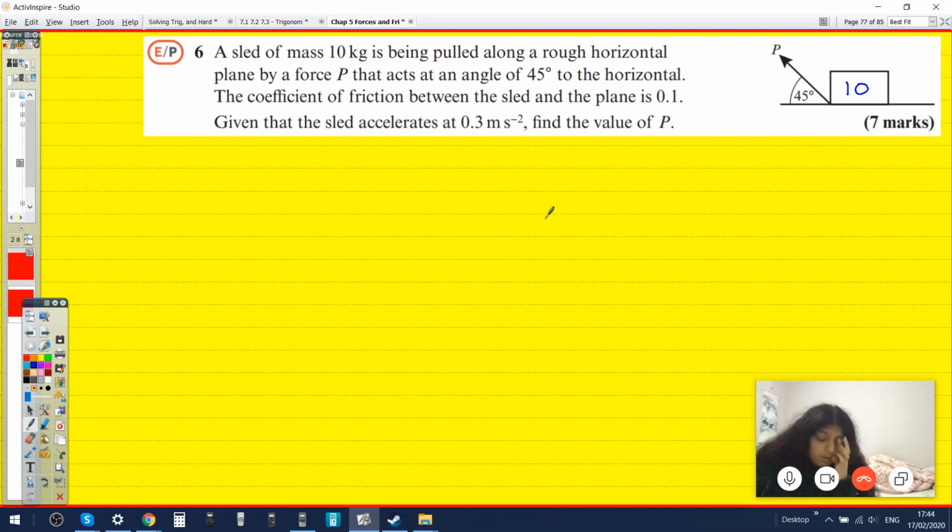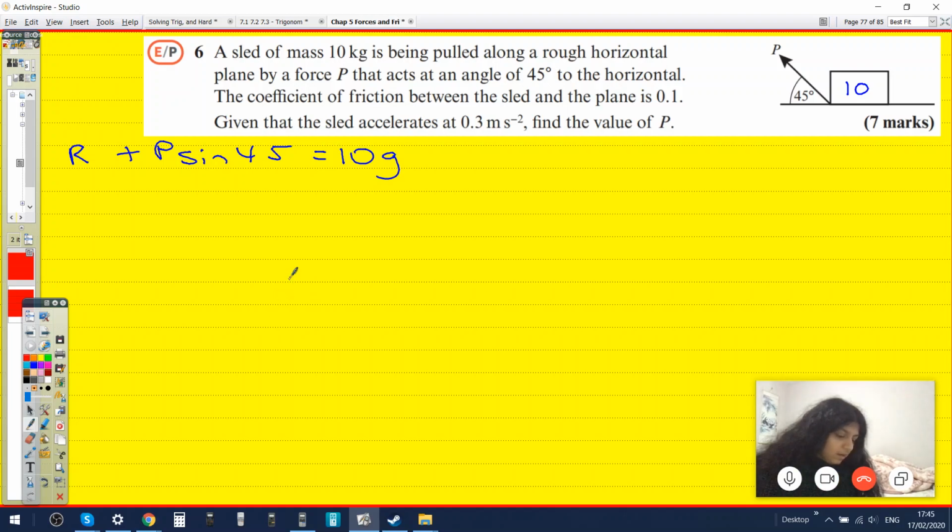So, oh, it's like when you resolve, you have to include the P force, right? So like when you try and find R, then you have to do R plus cos, wait, no, plus sine. So plus 10 sine 45 minus 10g is equal to 0. Is that right? I believe it would be R plus P sine 45. Oh yeah, not 10. Yeah.